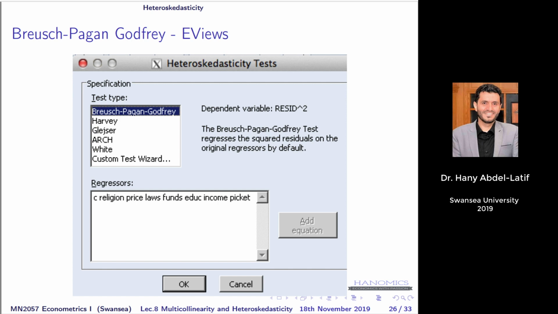How to detect or how to test for heteroskedasticity? You could do something informal by plotting your residuals, or your squared residuals, against the y hat, and I'll show you how to do that in eViews.